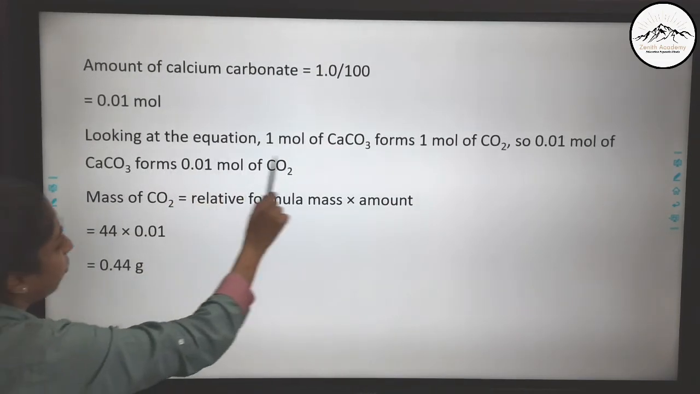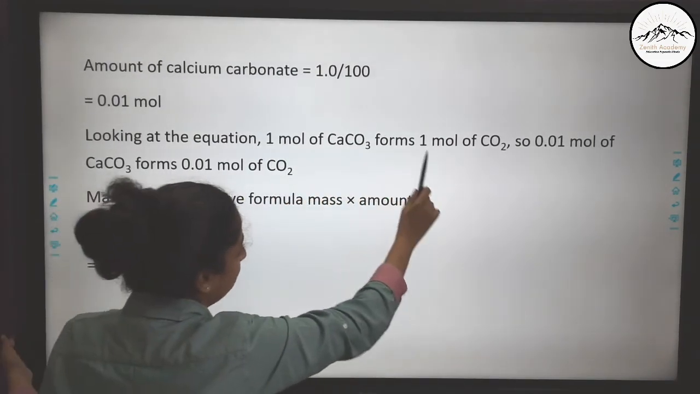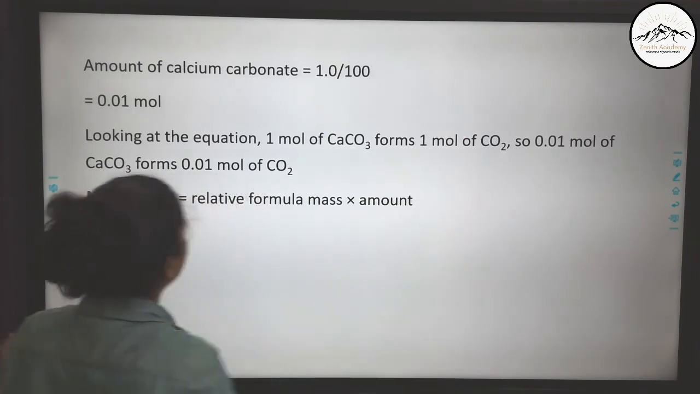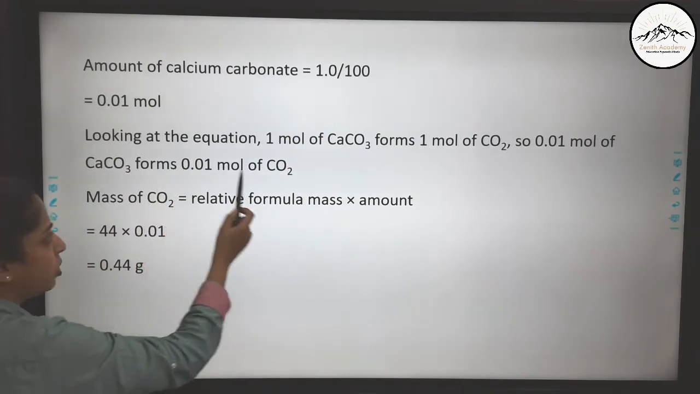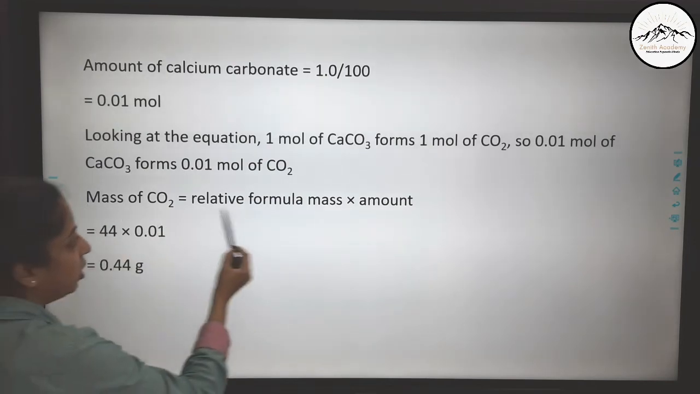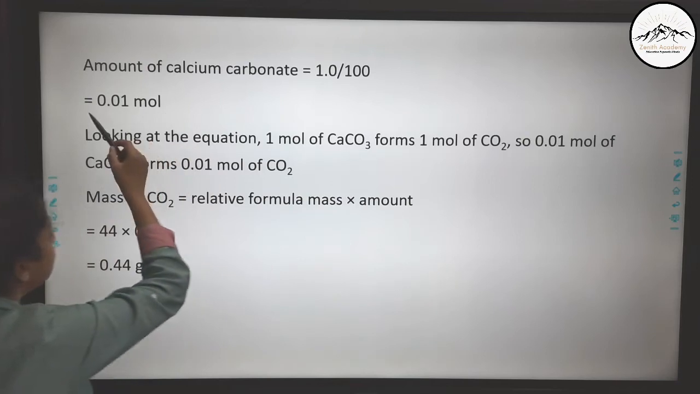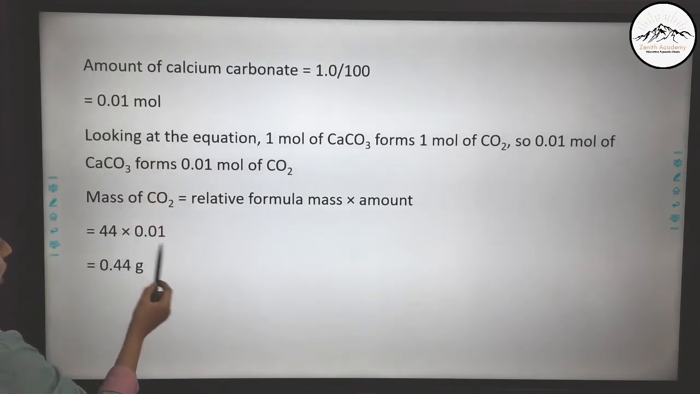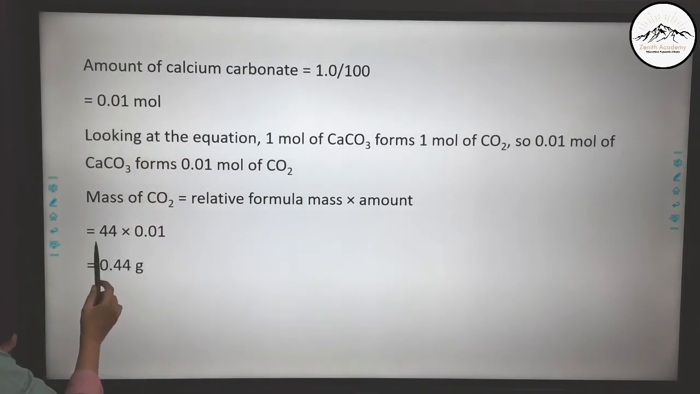Looking at the equation, 1 mole of CaCO3 forms 1 mole of CO2. So 0.01 mole of CaCO3 forms 0.01 mole of CO2. So directly find the mass of CO2: relative formula mass into amount. The amount is 0.01 and the relative formula mass is 44. So 44 into 0.01 gives you 0.44.